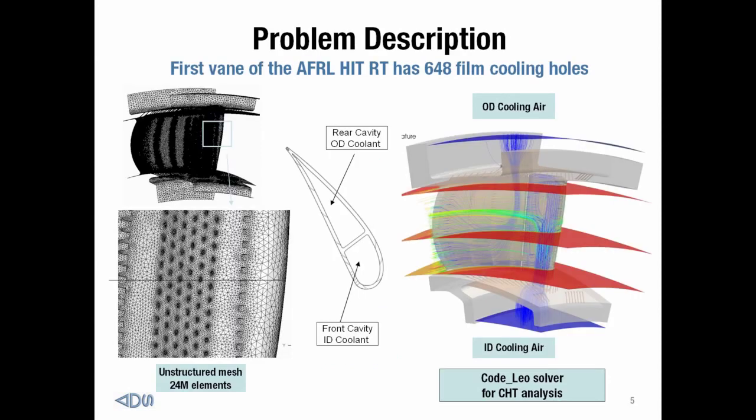So here I'm just going to describe the actual airfoil a little bit. Again, this is a first vane of the HIT, the High Impact Technology Research Turbine from the Air Force Research Laboratories. It has a total of 648 film cooling holes. Those are mostly on the airfoil surface, but there's also some on the ID and OD platforms.